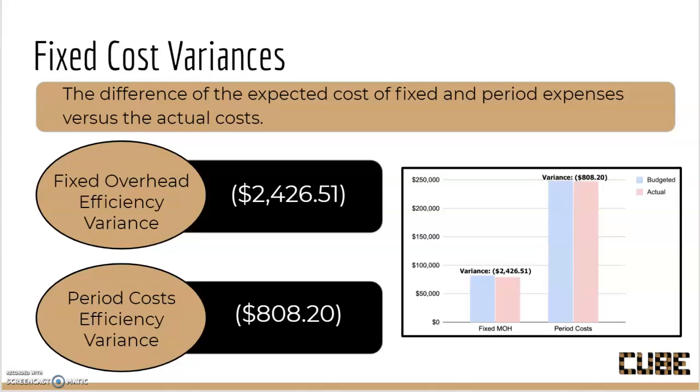The calculation of period cost efficiency was made by the difference between budgeted period cost and actual period cost. Therefore, it is negative $808.20, so it is unfavorable.